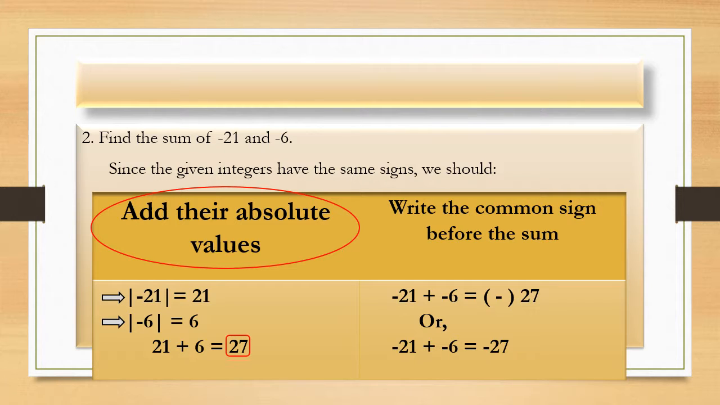Then, let's write the common sign before the sum. Since they're both negative integers, our sum must also be negative. Therefore, negative 21 plus negative 6 is equal to negative 27.